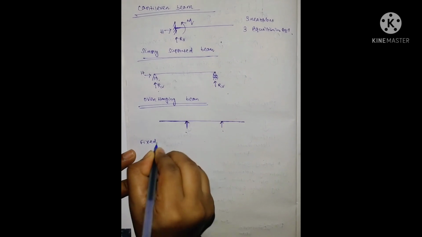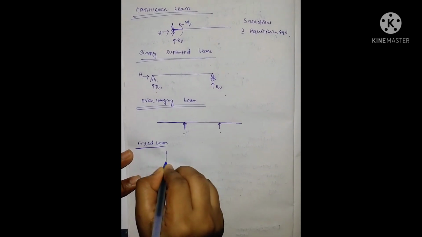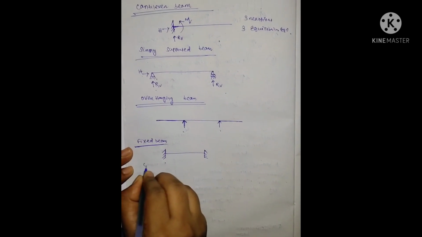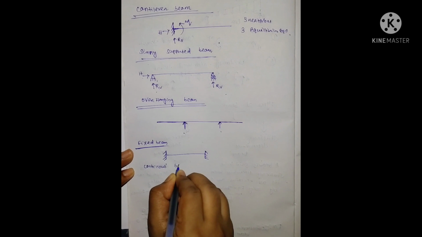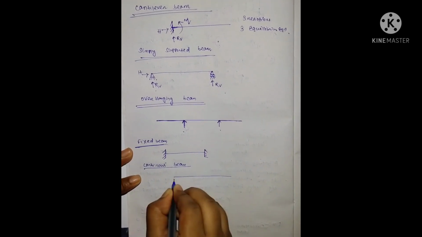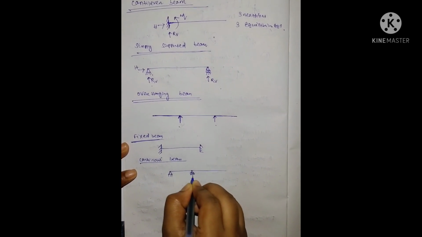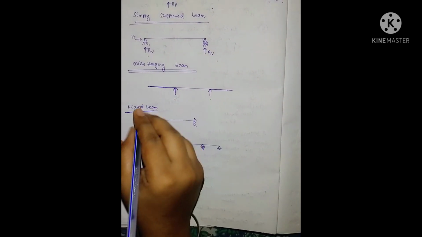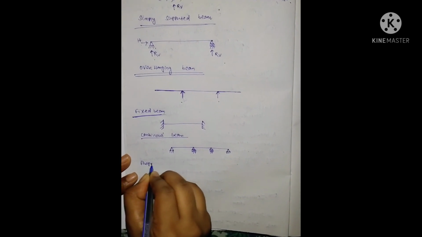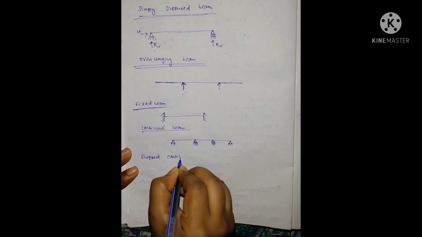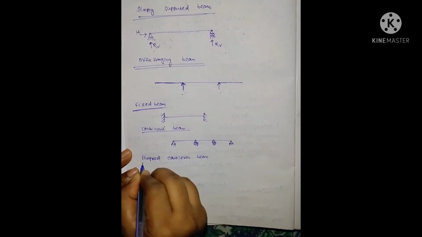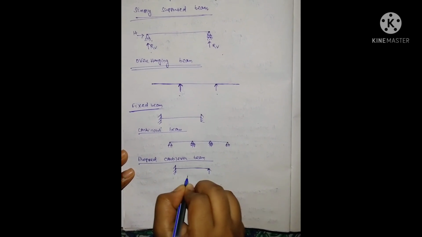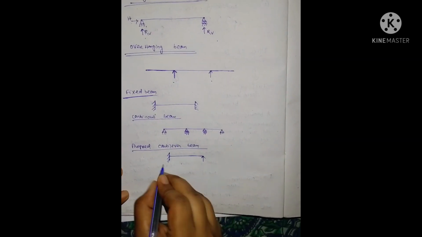If we talk about a fixed beam, both ends are fixed, like that. And a continuous beam has supports that are continuous, so we call it a continuous beam. And a propped cantilever beam means one end is fixed and the other is simply supported. This is called a propped cantilever beam.